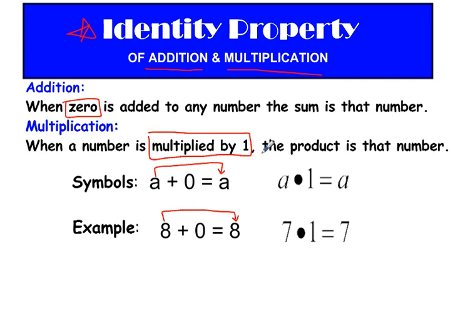Same thing when we multiply by 1. So 1 is the identity for multiplication. We want one group of A or one group of 7. We multiply A by 1, we start with A, we finish with A. Same thing down here, we start with 7 and we finish with 7. So whenever you see the same thing on both sides of the equal sign and you're adding 0 or multiplying by 1, that's going to be your identity property.